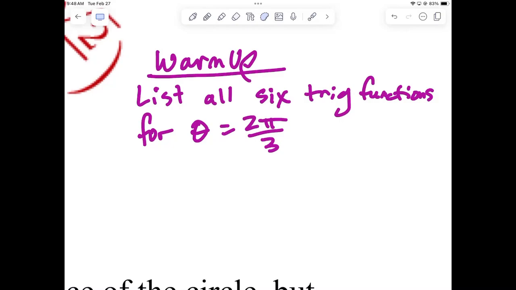All right, list all six trig functions for theta equals 2 pi thirds. We're kind of leaving degrees behind at this point, although they're still around, and we're going to start using radians almost exclusively. So first thing that you want to do, this is how I do it, and feel free to adopt my method.